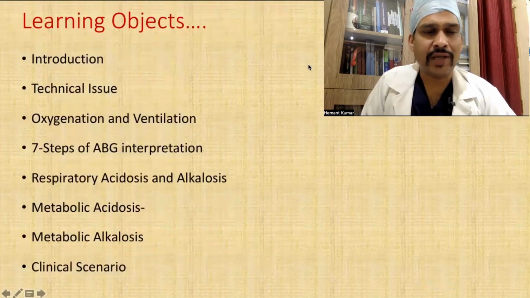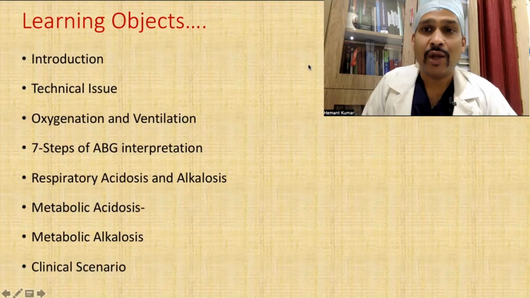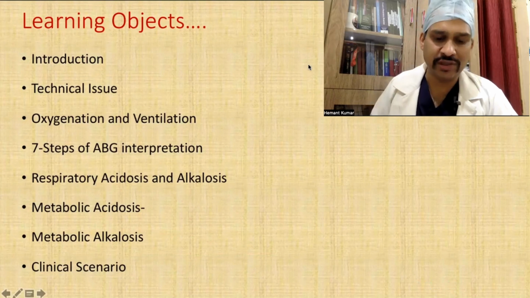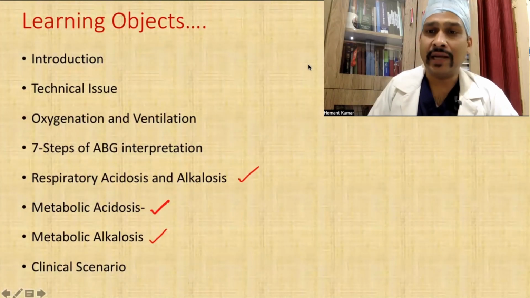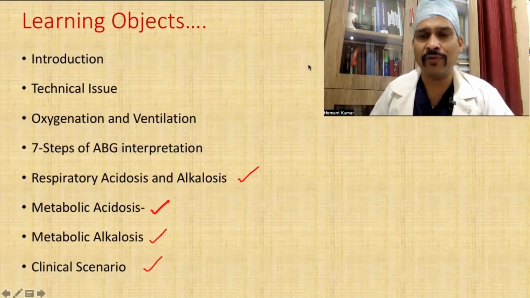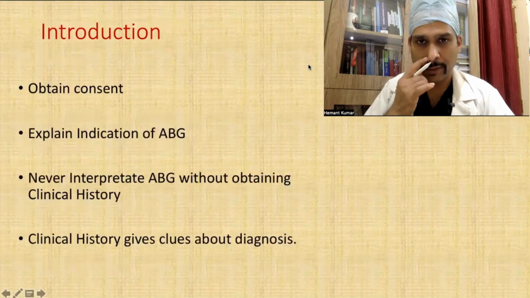So, in this topic, I am going to talk about introduction, some technical issues, oxygenation and ventilation, and how to interpret ABG in 7 steps, respiratory acidosis and alkalosis, metabolic alkalosis, acidosis, and I'll take a few examples in the form of case scenarios to make you understand better.